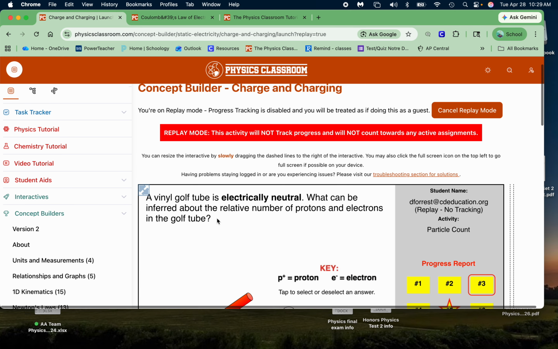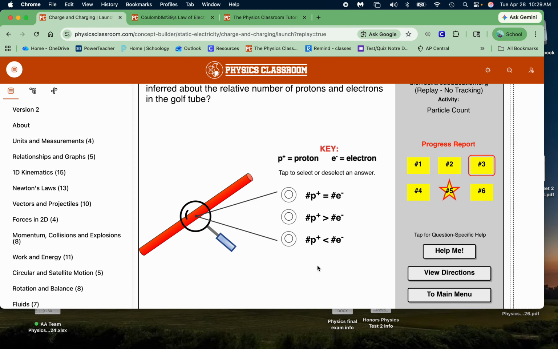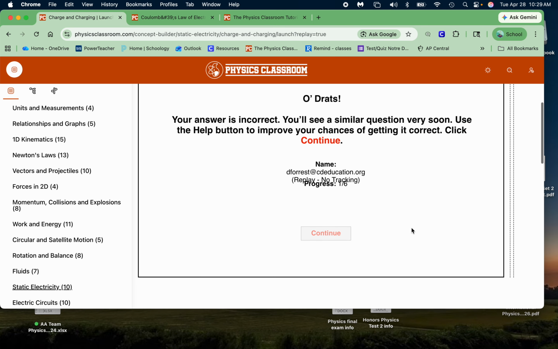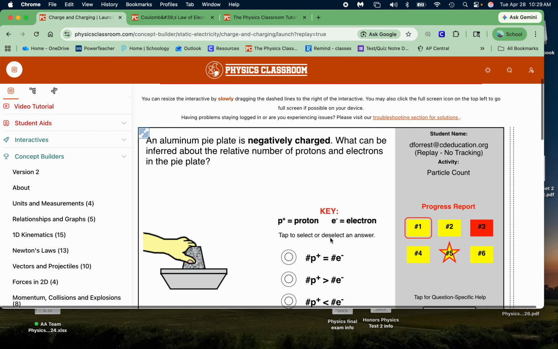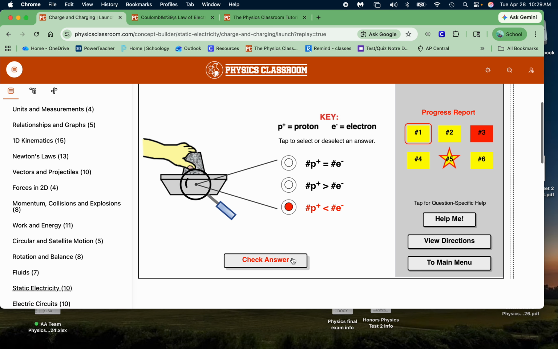So a vinyl golf tube, I don't know what that is, electrically neutral? I don't know. Some of them are charged, so I'm going to click something like this to get it wrong. Oh, drats. Now when you do this, if you get something wrong, when you come back to this one, it'll ask you 2 very similar questions. So here, this is negatively charged. What can you infer? Well, I hope if it's negative, electrons are more than protons.